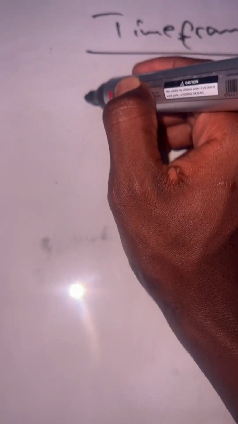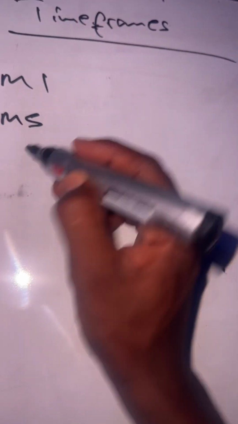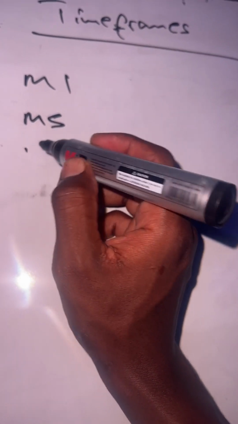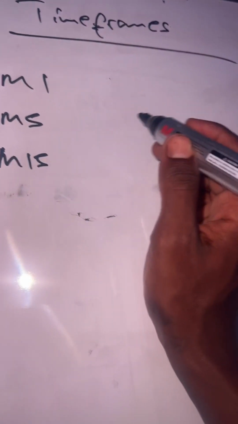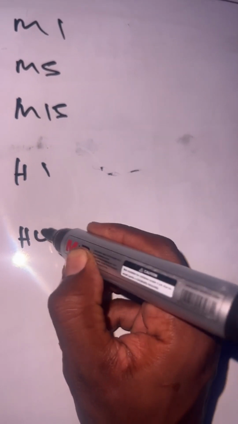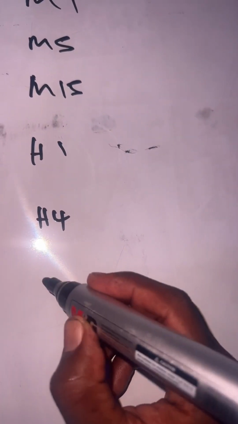When you're talking about time frames, right? So there are different time frames in the market. If you open your MT5, you see M1, which is the 1 minute time frame, then M5, which is the 5 minute time frame, then M15, which is the 15 minute time frame, then we have H1, which is the 1 hour time frame, then we have H4, which is the 4 hour time frame, then we have D1, which is the daily time frame, and then we have what?